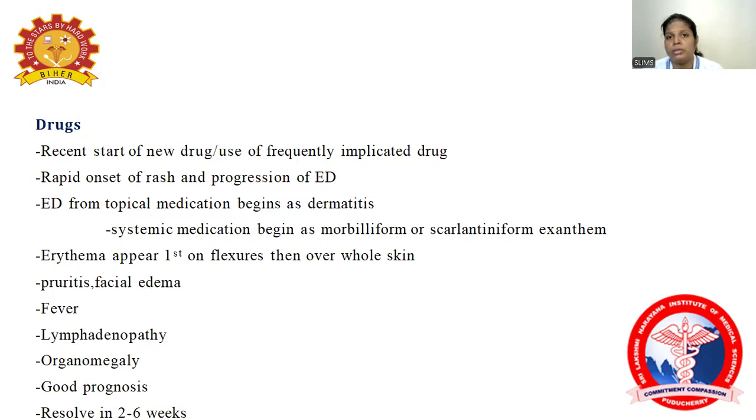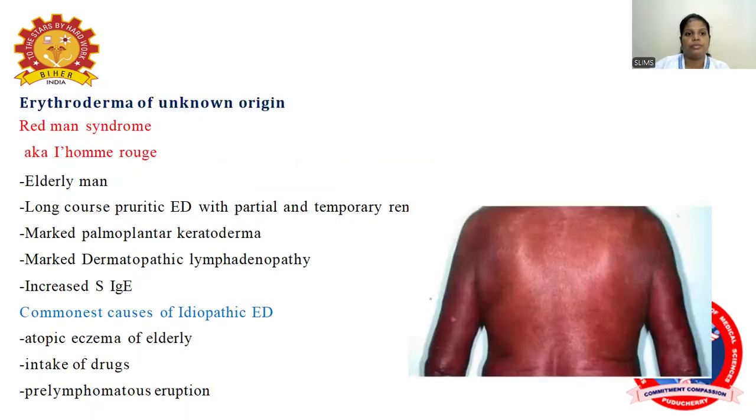Why does it have a good prognosis? We know the causative agent, so we abruptly stop the drug. When you stop the offending agent, the patient will recover within 6 weeks. So it has a good prognosis.